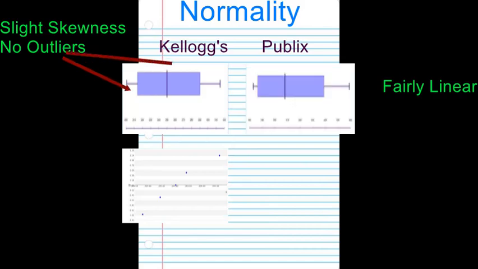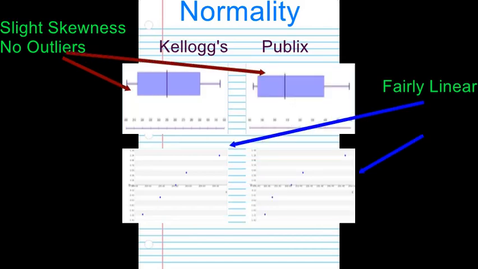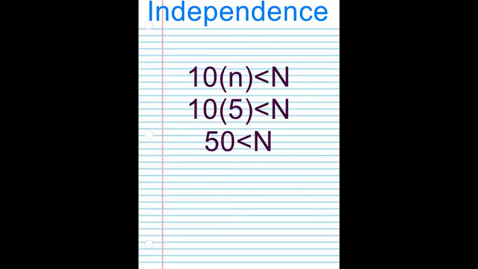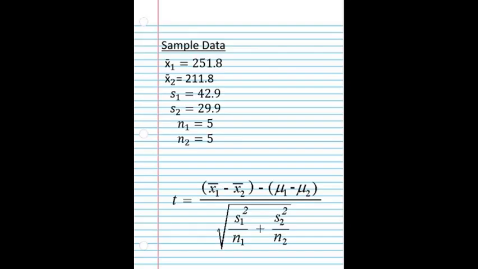Although our sample was less than 30, we assessed each box plot and normal probability plot for each brand. Also, we assumed independence because our sample sizes were less than 10% of the total cereal population. We continued by conducting a 2-sample t-test for the difference in means at the 0.05 and 0.01 significance level. We then collected our sample data.